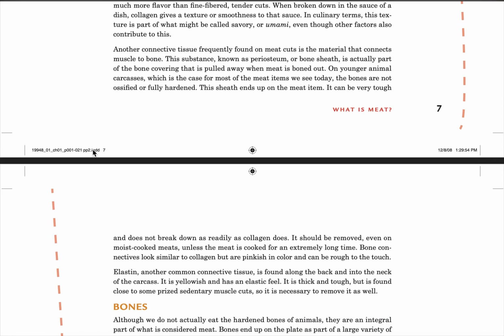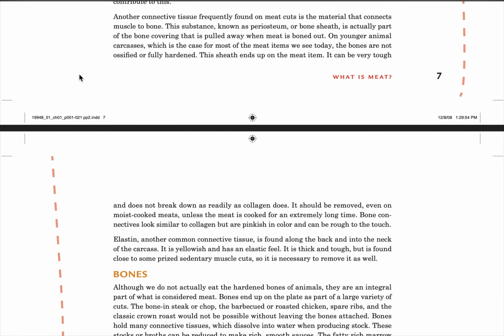In culinary terms, this texture is part of what might be called savory or umami, even though other factors also contribute to this. Another connective tissue that's frequently found on meat cuts is the material that connects muscle to bone.